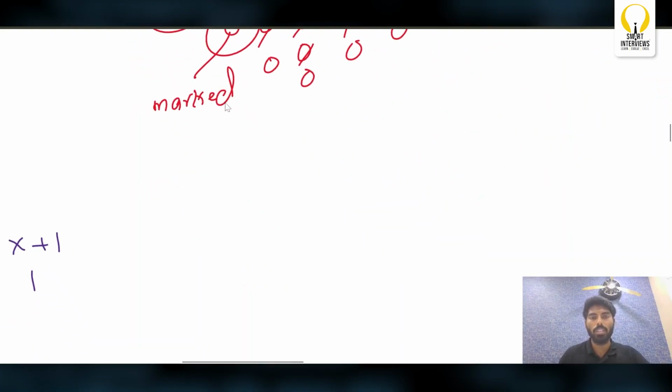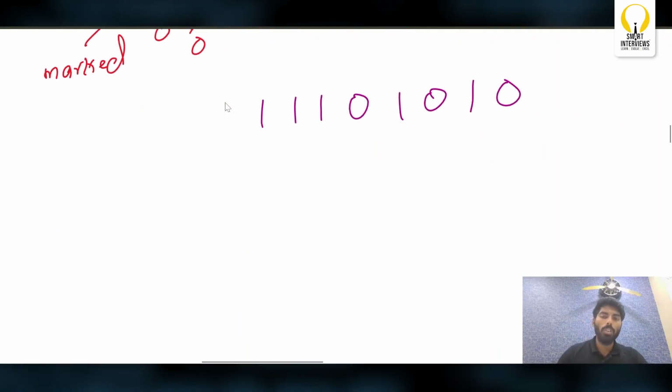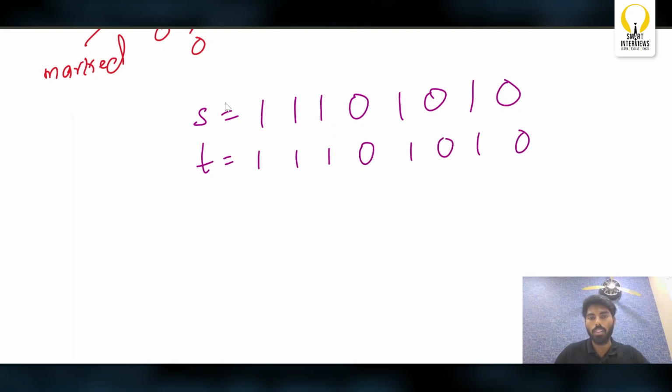Now let us take one more test case: 1, 1, 1, 0, 1, 0, 1, 0. Am I able to mark this? No, because you cannot generate something like this, two ones separated by a 0. Okay, I will clone this into my temporary string: 1, 1, 1, 0, 1, 0, 1, 0.